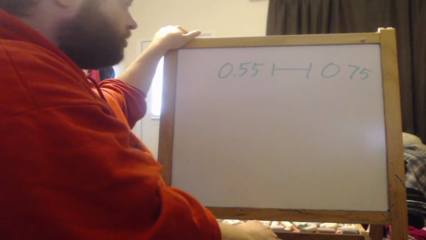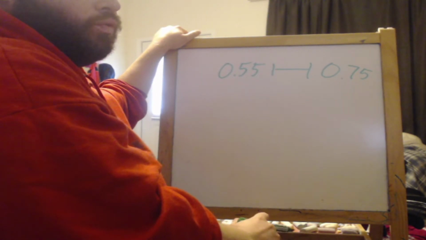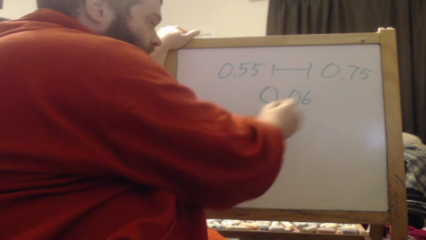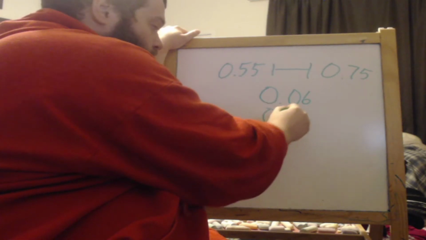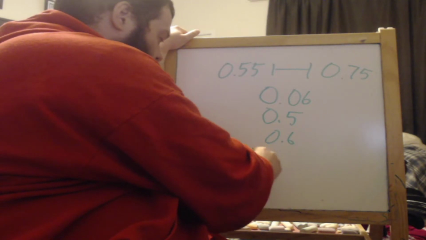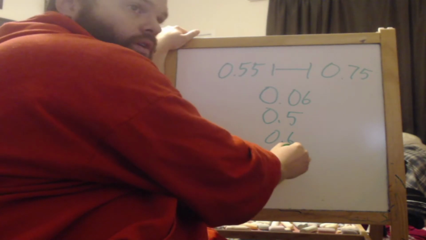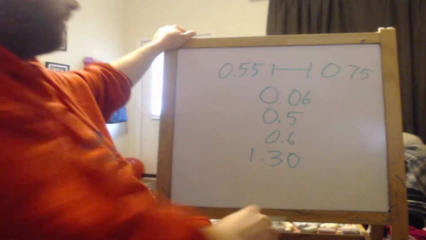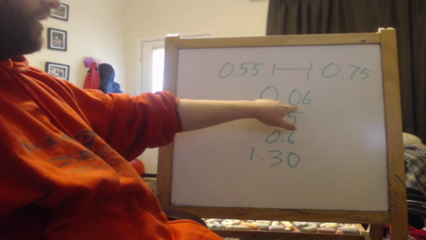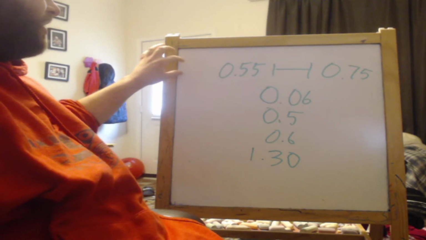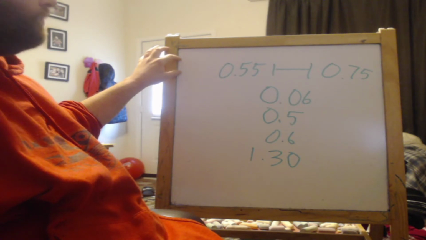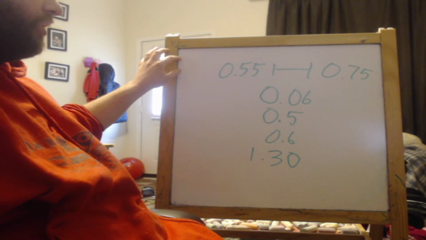So we have to just figure out which of these choices are 0.06, 0.5, 0.6, or 1.30, okay? Which is the same as 1.3. So first we have 6 hundredths. So obviously 6 hundredths is way over here. It's almost 0, okay? We have to worry about place value.